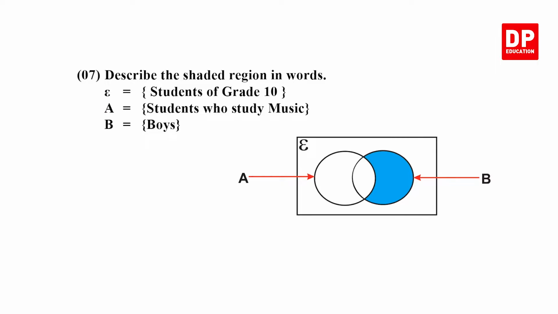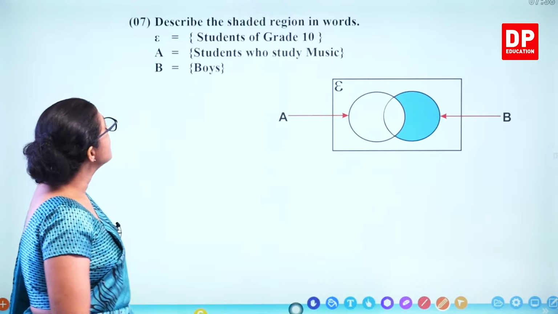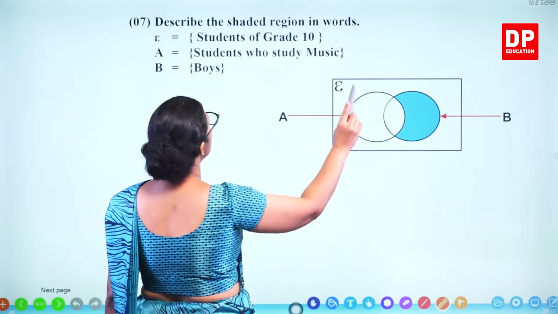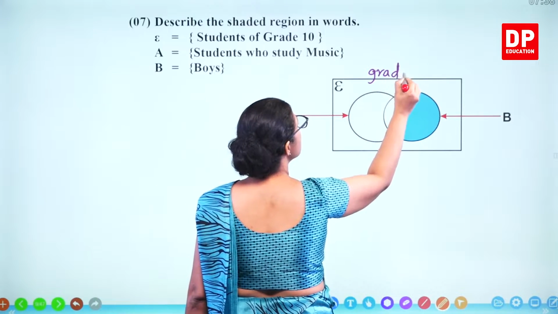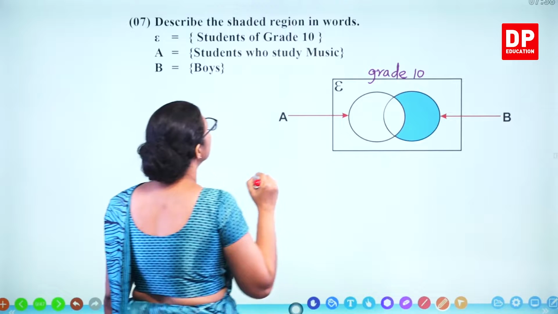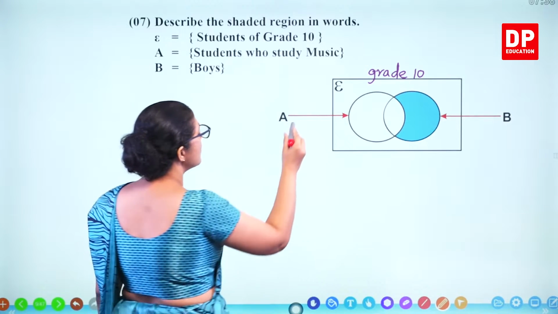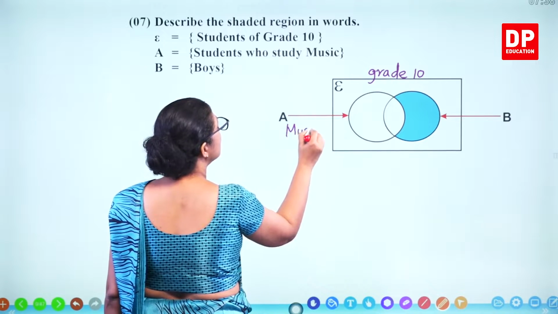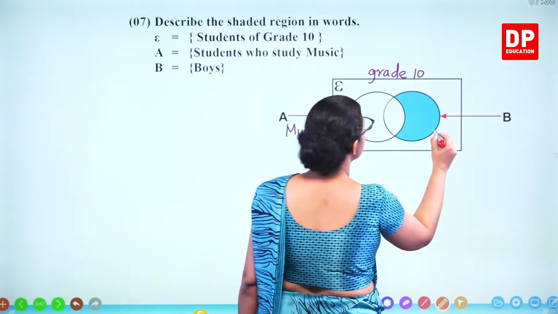Question number 7. Describe the shaded region in words. The entire set is students of grade 10. So this is grade 10 students. Students who study music is A. So this is music. So here this is A. B means boys.